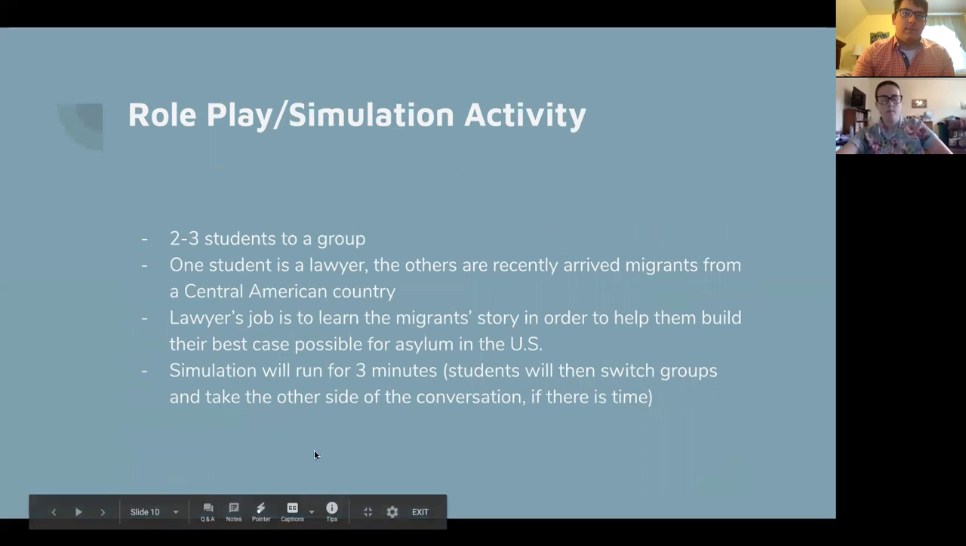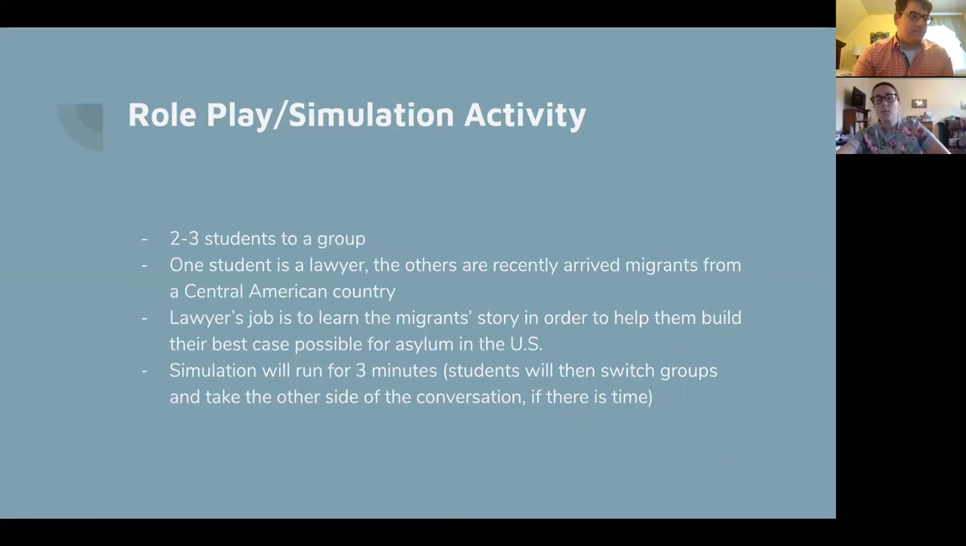But as we said, one student will take the role of the lawyer who will be asking them questions about their backstory. The students who are playing the role of migrants will have a brief that lays out some things about their background. Say you're a coffee farmer from Guatemala and you had previously been able to make a living like this, but due to the falling price of coffee and climate change, you can no longer support your family, so now you're here.